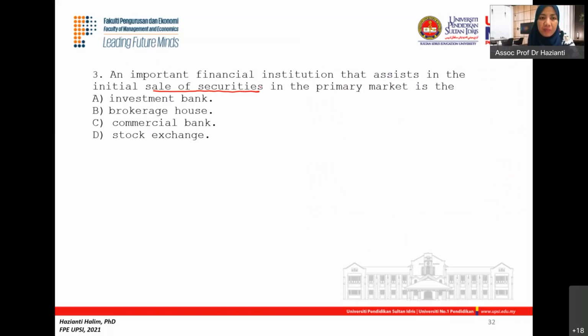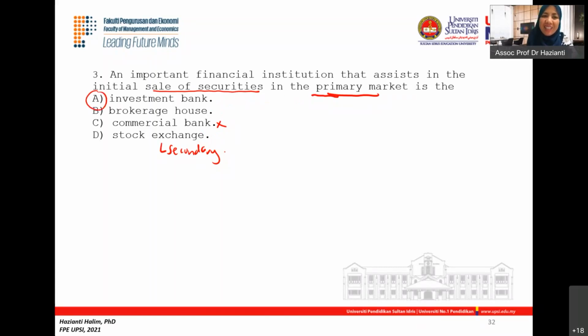What do you think? This one is not it. Commercial bank doesn't do stock exchange. Stock exchange, right? The primary market, this stock exchange is secondary. B. So this is the secondary market, it's not the primary market. B. Sale of security in the primary market is wrong.